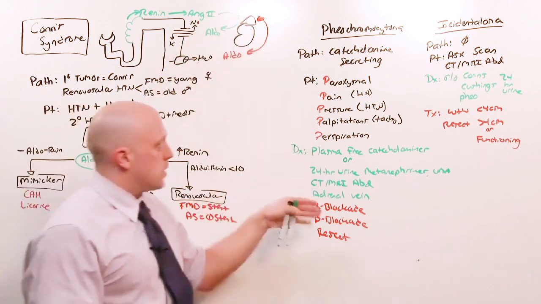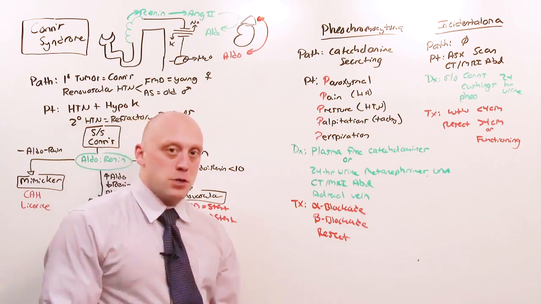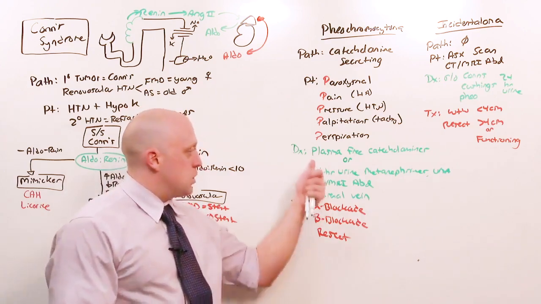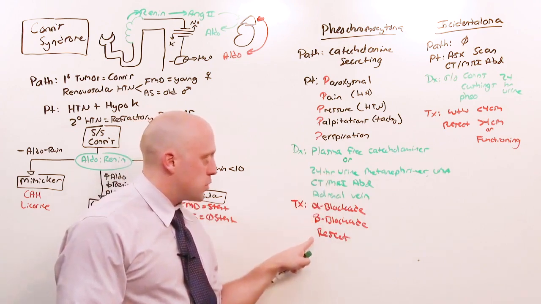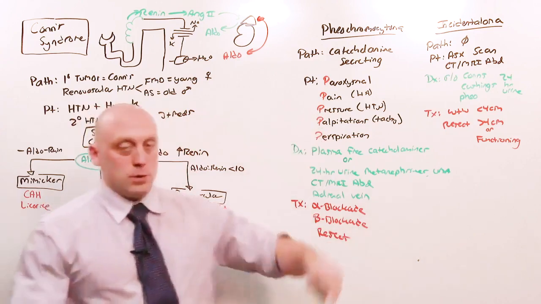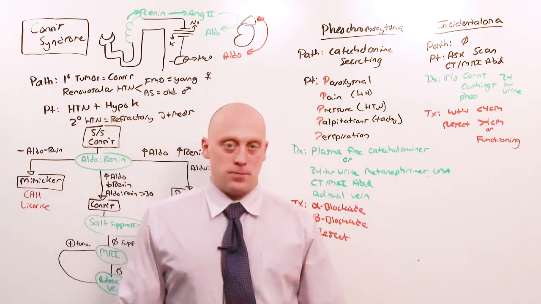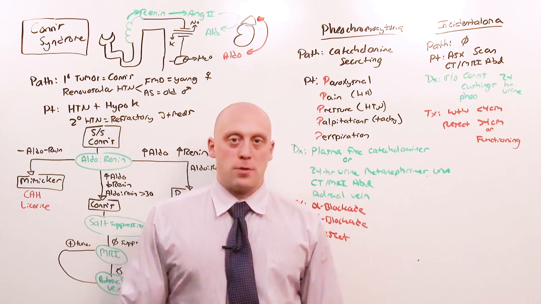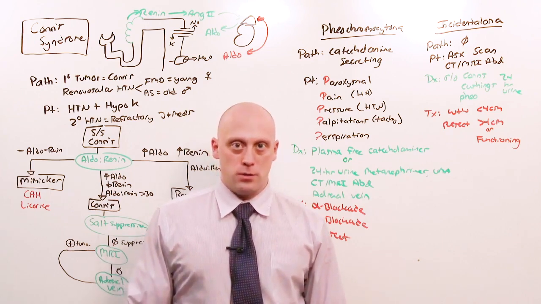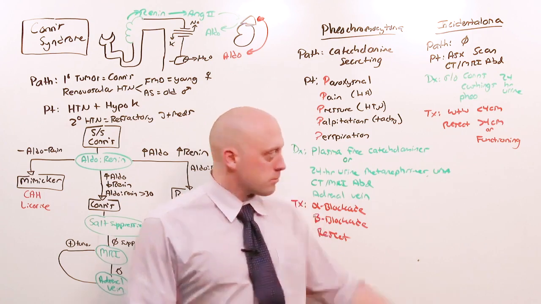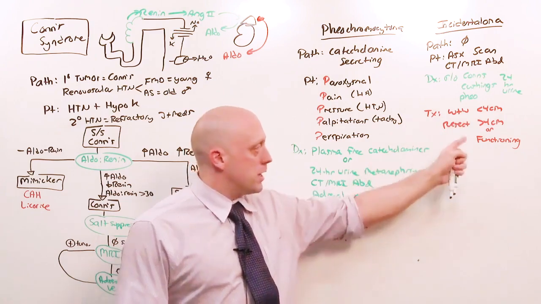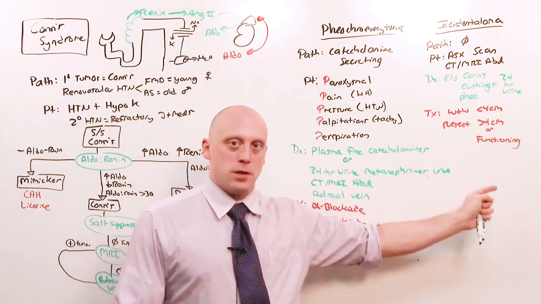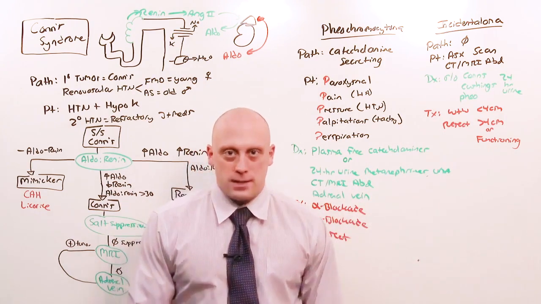Pheo, paroxysms of pain, palpitations, pressure, and perspiration. Get the urine studies, alpha blockade before beta blockade, before resection. And then incidentaloma. Use everything else you've learned in this lecture. Rule out hyperfunctioning adrenal gland with a 24-hour urine. Leave it in, serial imaging, or cut it out if it's big or hyperfunctioning. That is the adrenal gland.